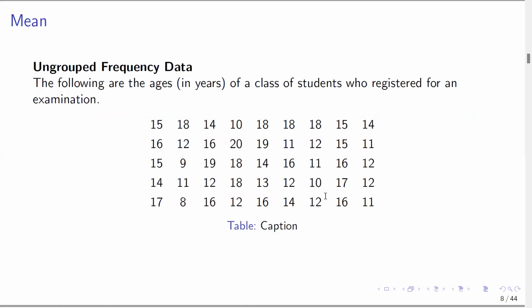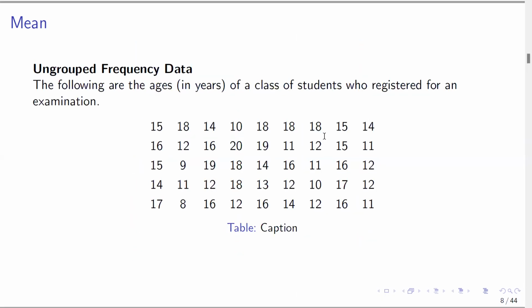Let's look at the case where we have our data represented in a frequency table, but the data is not grouped. So we call these ungrouped frequency data. So you may have a case where you have these ages listed here. It says the following are the ages in years of a class of students who registered for an examination. So these are ages of some students. We have 1, 2, 3, 4, 5. And then 1, 2, 3, 4, 5, 6, 7, 8, 9. So there are 45 students involved here.